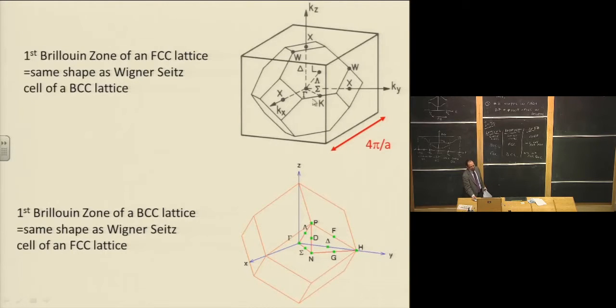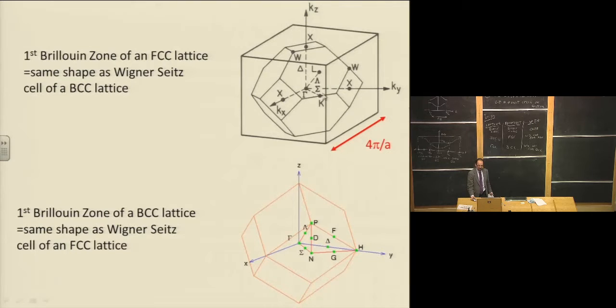This one's the truncated octahedron. This one's the truncated dodecahedron. This one has 12 sides. This one has 14 sides. All right, whatever. These are the shapes of the Brillouin zone. So in this case, the FCC lattice has a reciprocal lattice, which is BCC, and this is the Wigner-Seitz cell of the BCC lattice, and this is the Wigner-Seitz cell of the FCC lattice, which is also the first Brillouin zone of the BCC lattice.